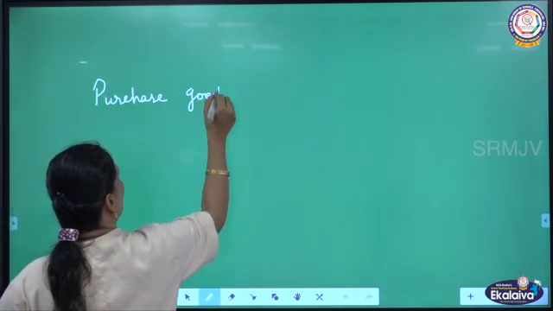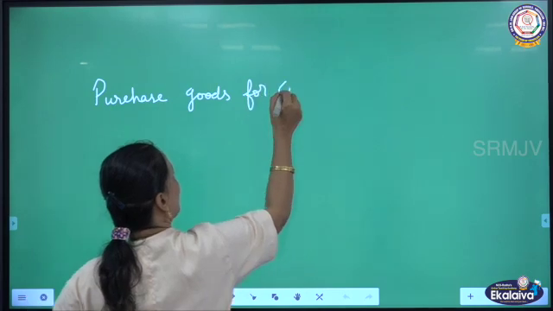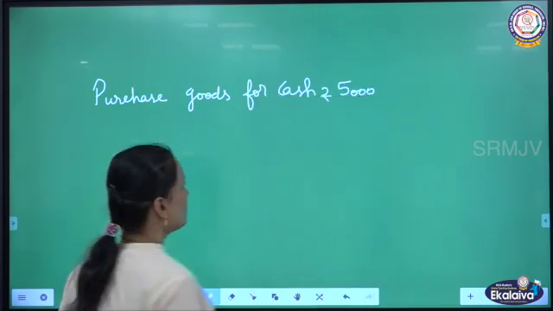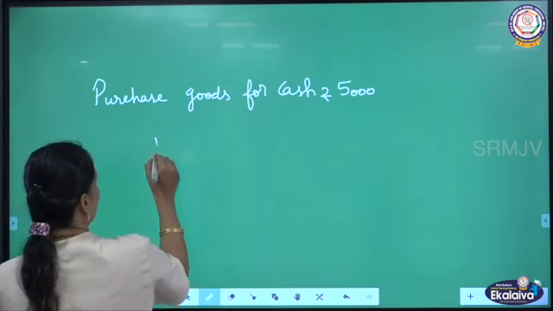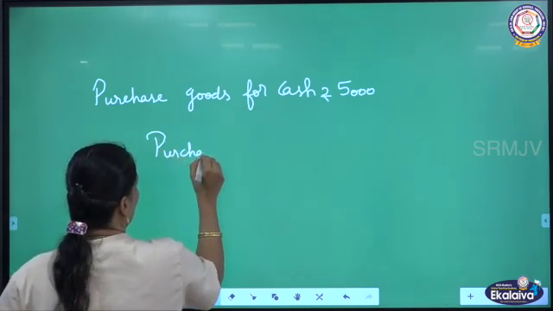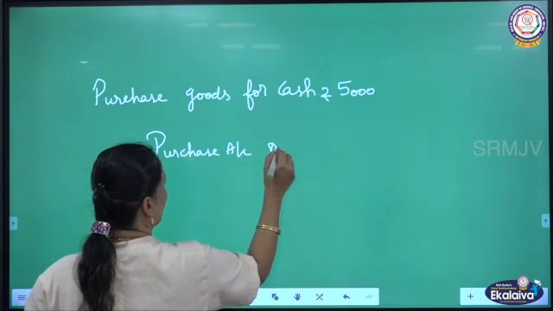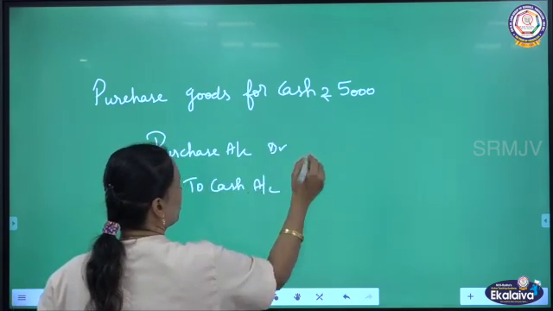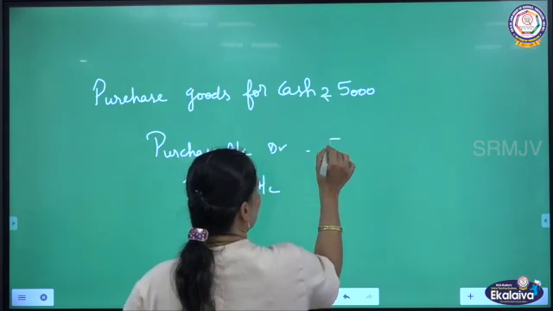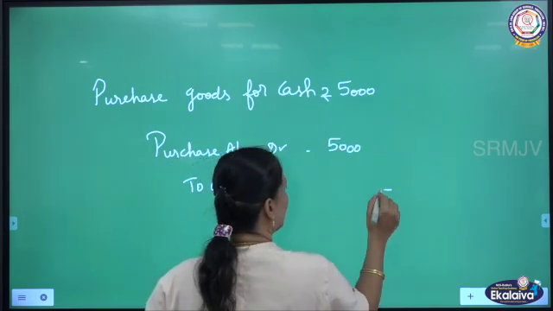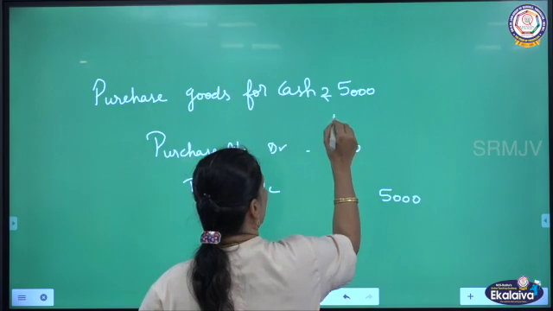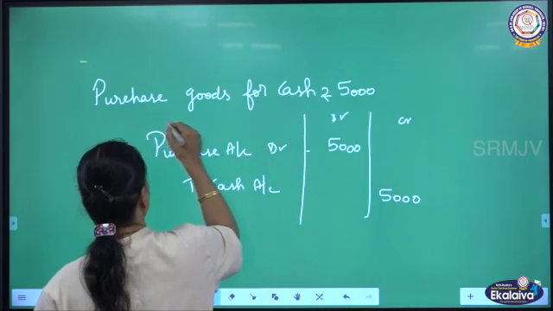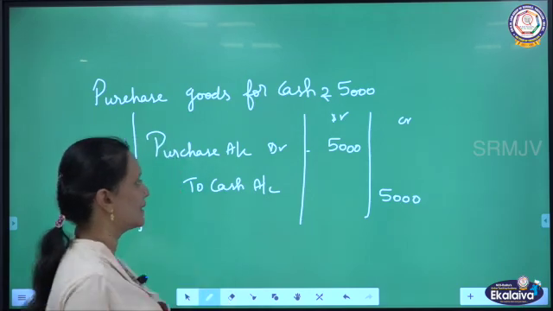Purchase goods for cash, for example 5,000, okay. So what is the journal for this? Purchase account debtor to cash account, isn't it? So 5,000 rupees, 5,000, and then here also 5,000. This is debit side, this is credit side, okay. So like that I am writing.